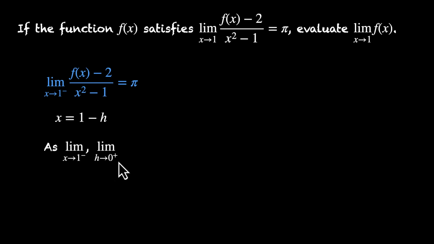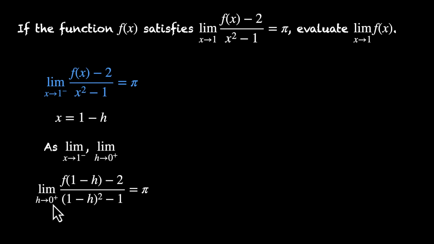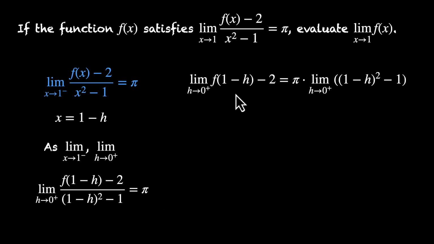Now let's substitute. Because we're finding the left hand limit, let's treat this x as 1 minus h. h is a very small quantity which is making x very slightly less than 1. As x approaches 1 minus, h approaches 0 plus, something infinitesimal, something very small. Let's replace this. This becomes the limit as h approaches 0 of f of (1 minus h), something slightly less than 1, minus 2, divided by (1 minus h) square minus 1, that's equal to pi. Spreading the limit in the numerator and denominator and then moving it around, we'll get the limit as h approaches 0 plus of f of (1 minus h) minus 2, which is the numerator, equal to pi times whatever is in the denominator.